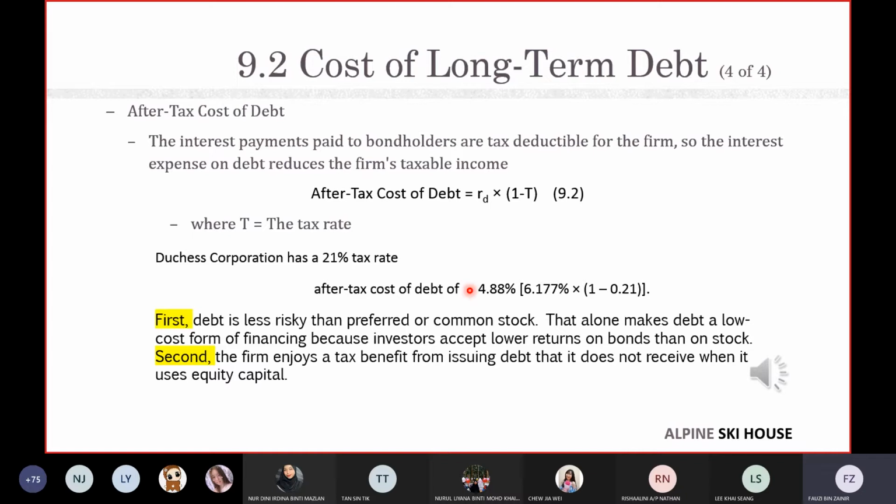In most cases, debt is the least expensive form of financing available to a firm. Debt is a relatively inexpensive form of financing for two main reasons. Firstly, debt is less risky than preferred or common stock.